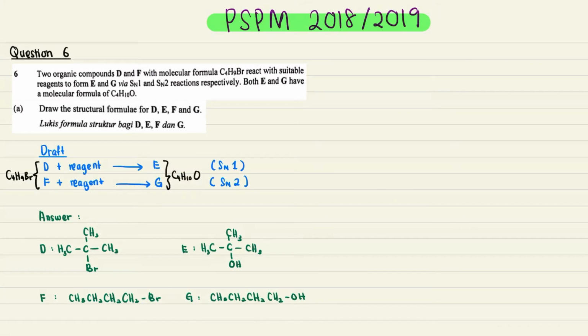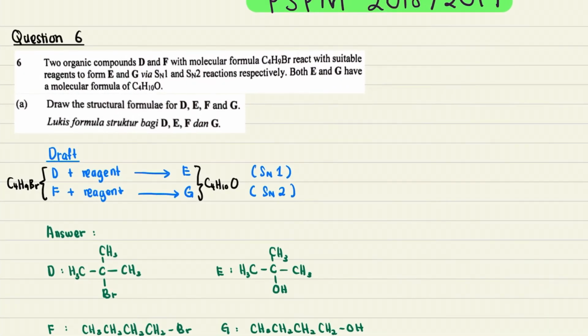Okay, so jom kita tengok soalan yang tahun seterusnya. Pspm 2018-2019, question number 6 juga. Okay, so this question yang saya nak discuss betul-betul dengan kamu. Please pay attention on this one because this question is agak open lah dia punya style jawab dia. Dia kata two organic compound D and F adalah molecular formula C4H9Br react dengan suitable reagent. Dia tak cakap reagent apa untuk hasilkan E and G.